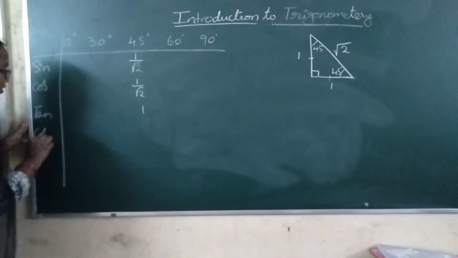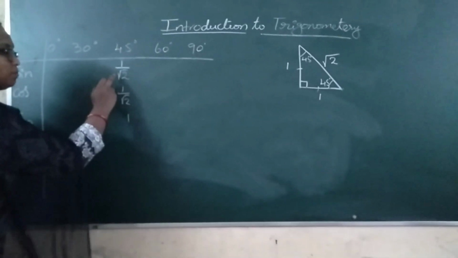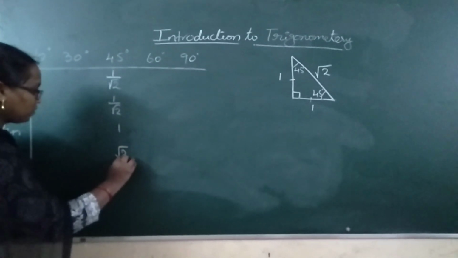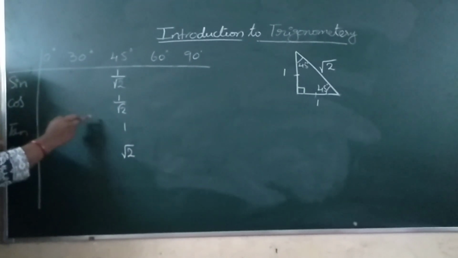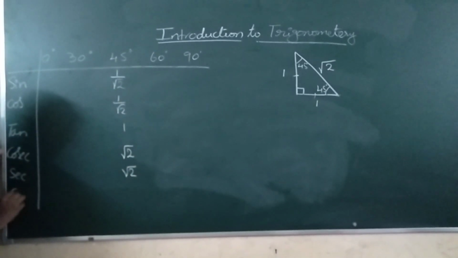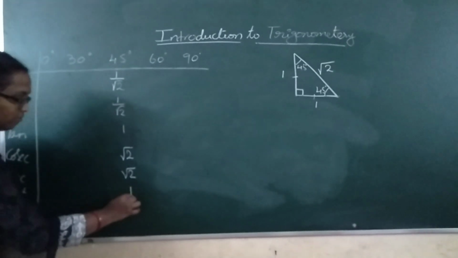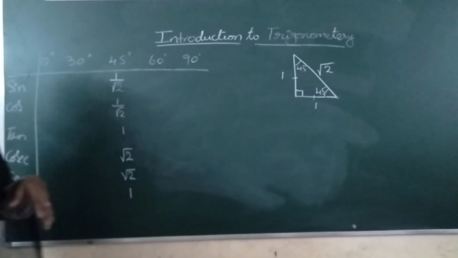Cosecant is sine reciprocal. The reciprocal of 1 by root 2 will become root 2. Secant is cos reciprocal. 1 by root 2 reciprocal again is root 2. Now cot is tan reciprocal. 1 by 1, what will it become? 1. So we have completed 45 degree, and how the values come.